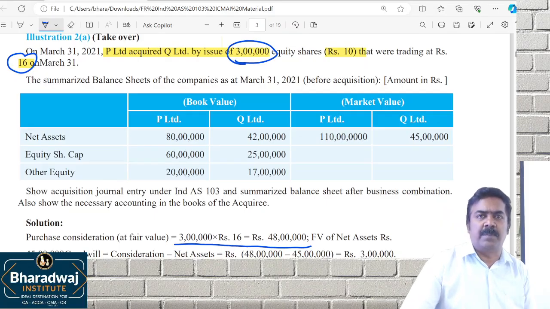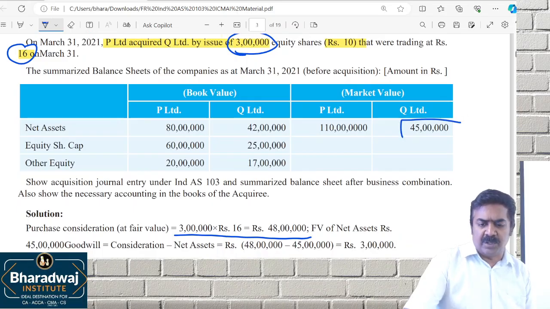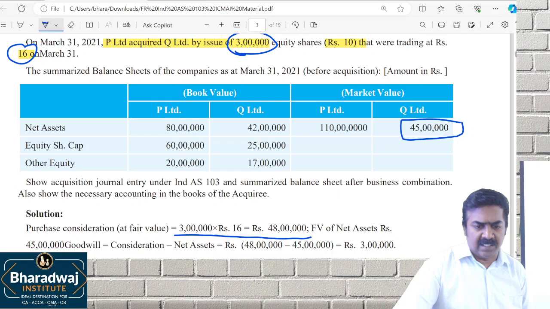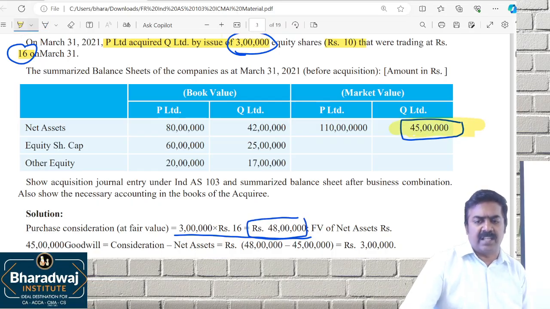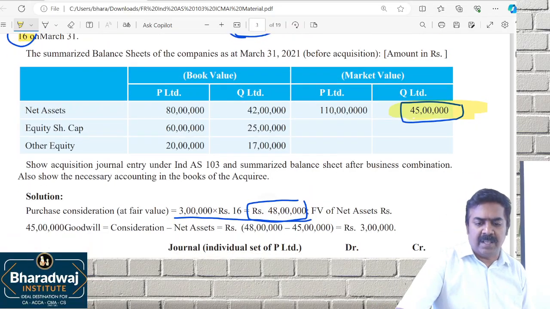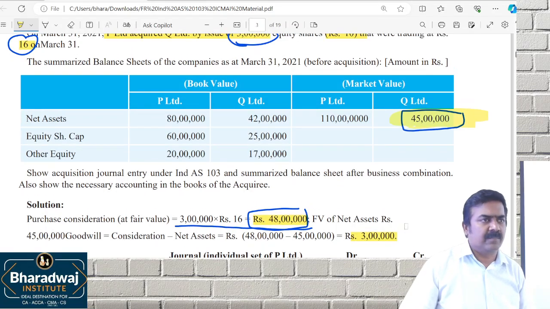Then we are given book value for P Limited and Q Limited. Market value is given for which company? Q Limited. What is the market value for Q Limited? 45 lakhs. But we are paying a consideration of 48 lakhs. The market value of the assets taken over is the fair value of the assets taken over. But we are paying 48 lakhs. Now, there will be goodwill of how much? 3 lakhs.